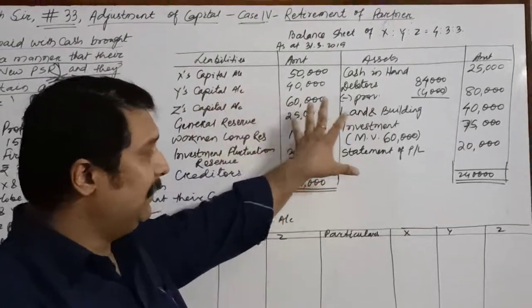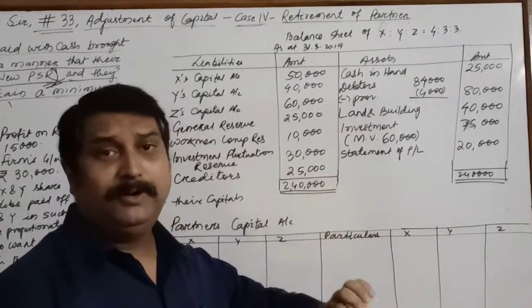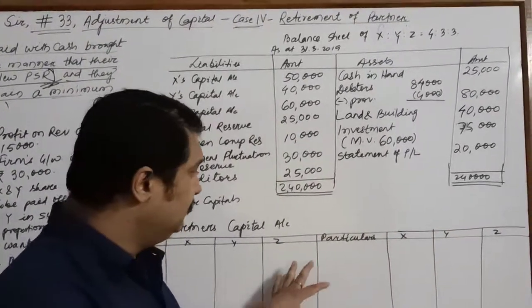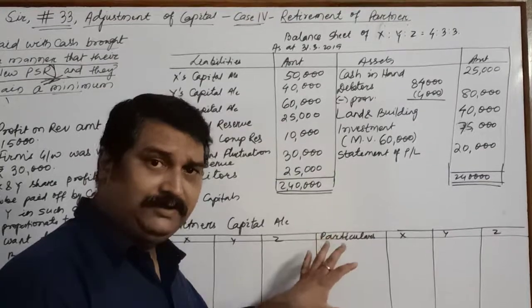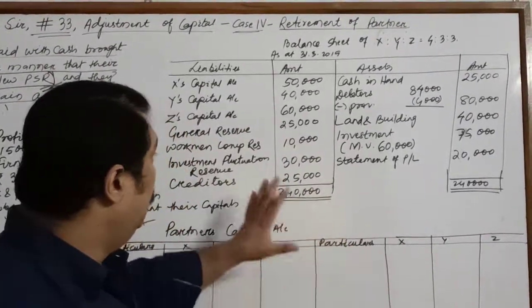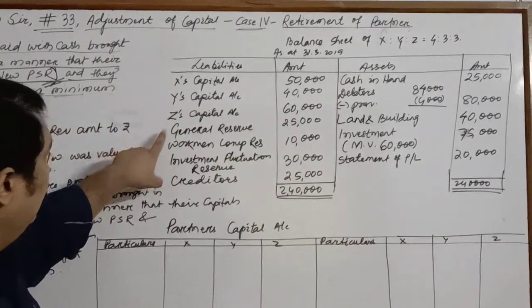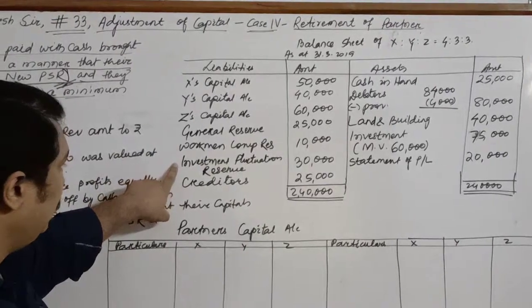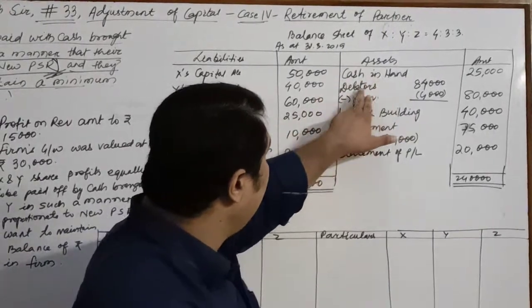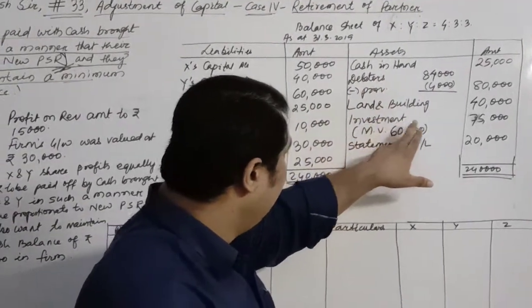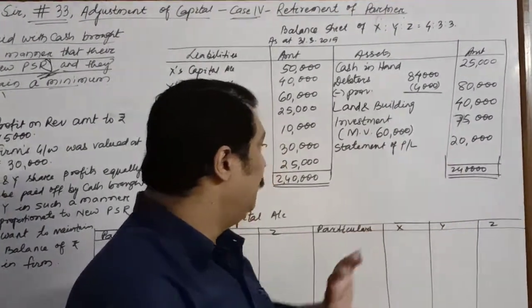So children, this is a question which I have taken in order to make the partner's capital account. As I told you, I will not be doing revaluation or balance sheet, because it's a capital adjustment, the main effect is on the partner's capital. So I will just explain the partner's capital with the help of this example, where you can see the capital accounts of all three partners are given. General reserve, workman compensation, investment fluctuation reserve, and creditors are on your liability side. On the asset side, you have cash in hand, debtors, provision, land and building, investment whose market value is given, and a statement of PL, that means accumulated loss, is given as 20,000.